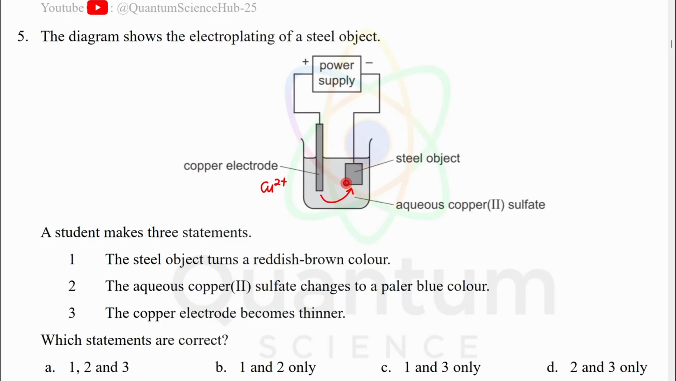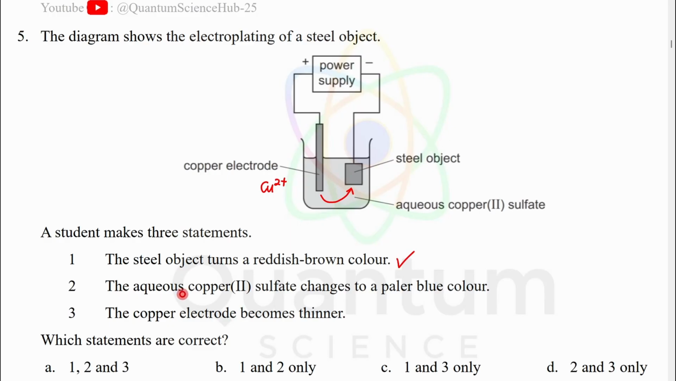And what is the original color of copper? It is reddish brown color. So the steel object, which is this one, turns a reddish brown color. Yes, because it is coated by the copper, which is reddish brown color. So statement 1 is correct.